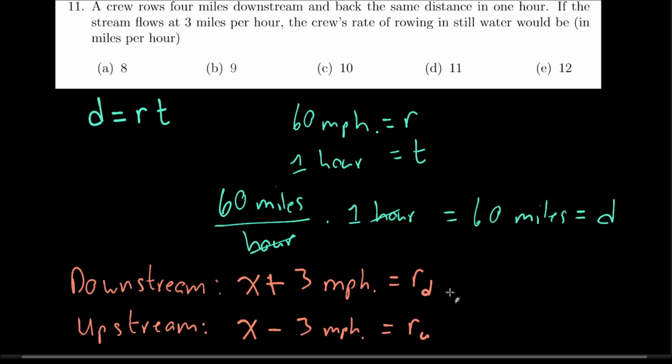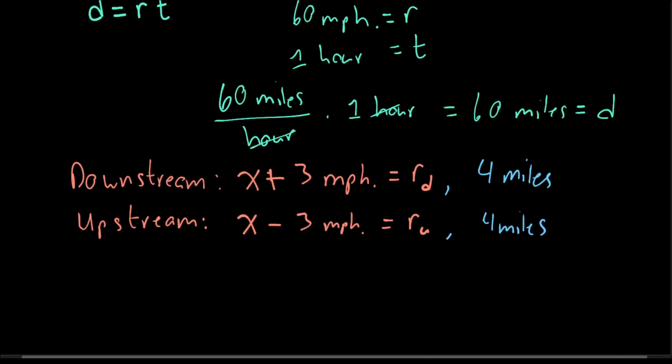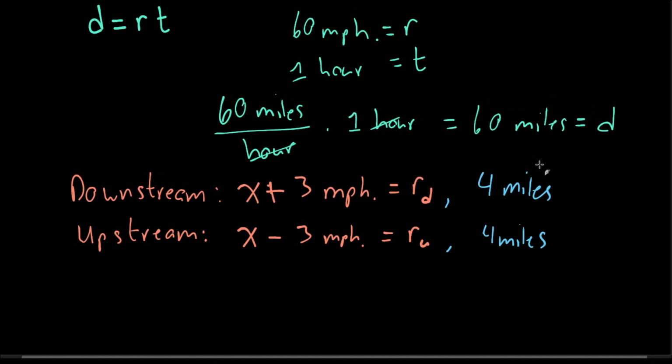And in both cases, let's use a new color for a new quantity, I guess. You're going 4 miles. You go 4 miles upstream. You're going 4 miles downstream. Scroll down. So we have a rate, we have a distance, and we also know that both of these things happen in 1 hour.